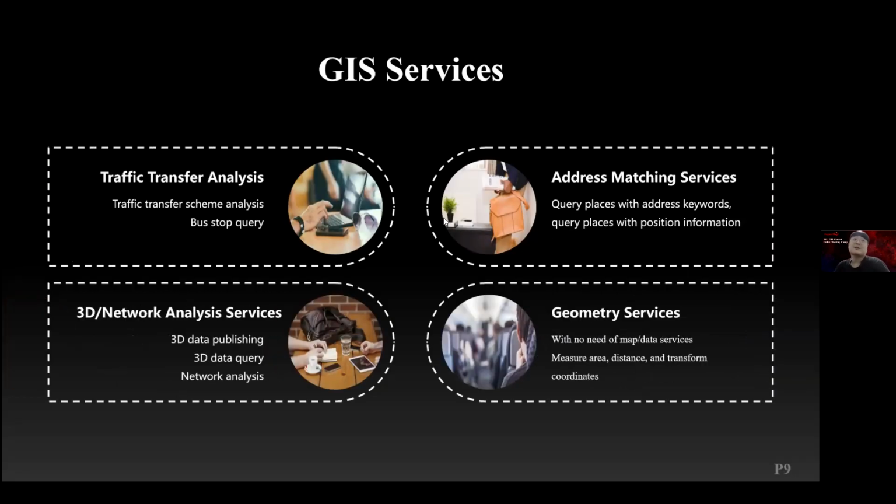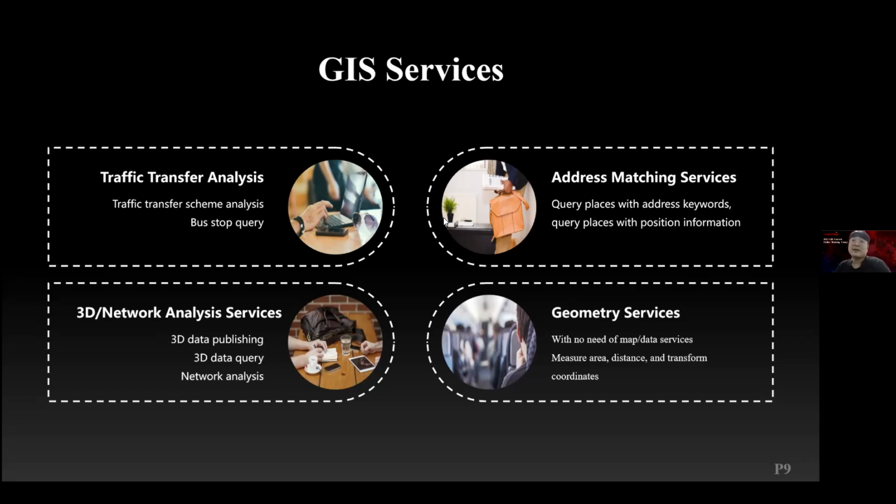Besides the basic types of services published by the server, there are some others, like the traffic transfer. It's mainly about the bus or the metro, such as when we want to go to our destination from our current location by bus, which bus we need to take and where we need to transfer. So this traffic transfer analysis can help us to achieve it. And address matching service is mainly for querying a place with address keywords and with position information. And the 3D network analysis service provides us the capability about 3D.